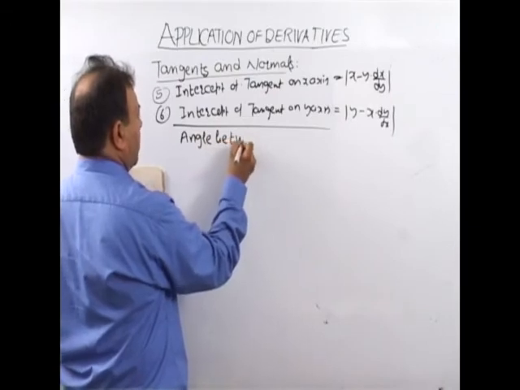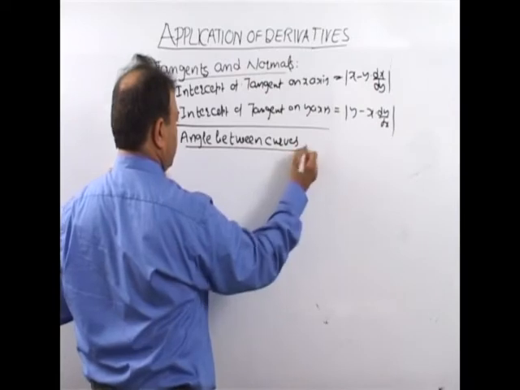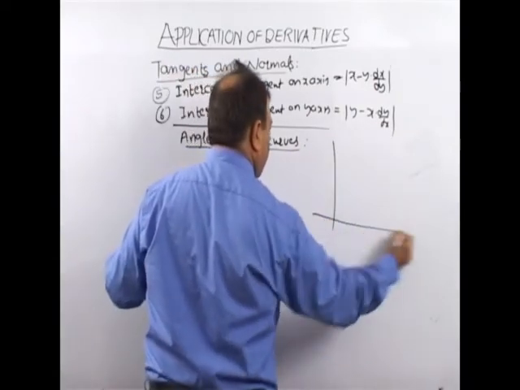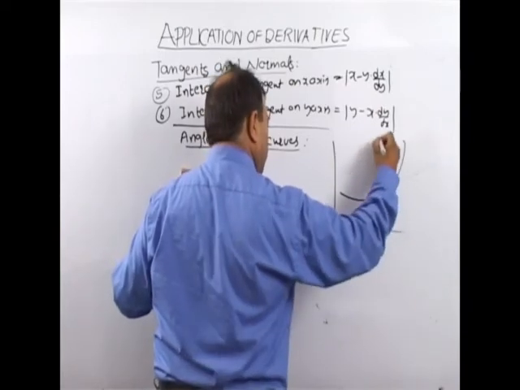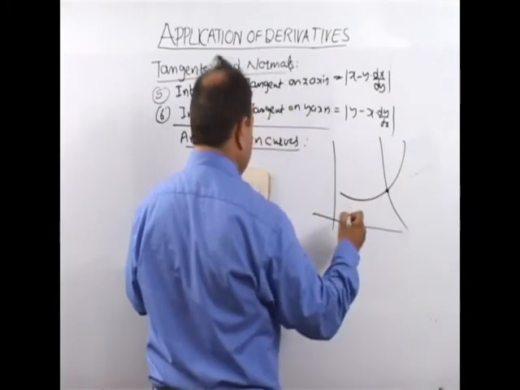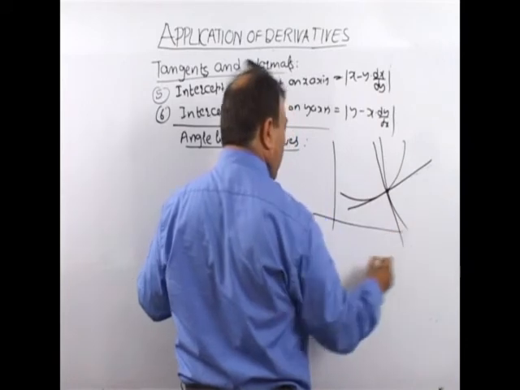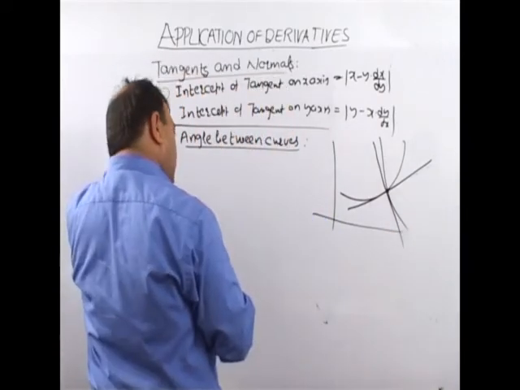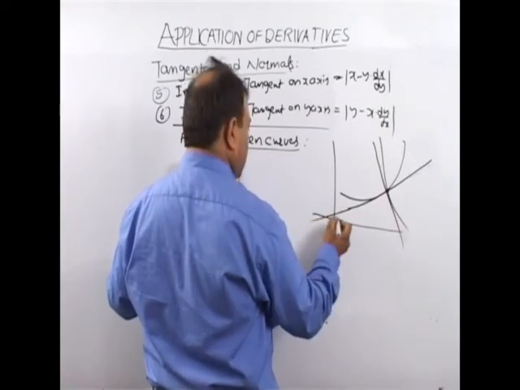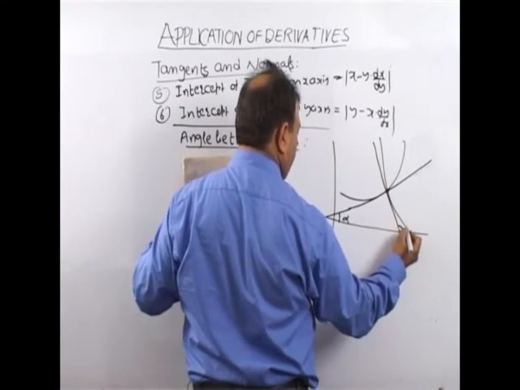The next point is angle between curves. This is one curve. This is another curve. We draw them and suppose this is any point, a point of intersection. We draw a tangent at the point of intersection to the first curve and the second curve. This is, I can say, alpha. And here it is phi.